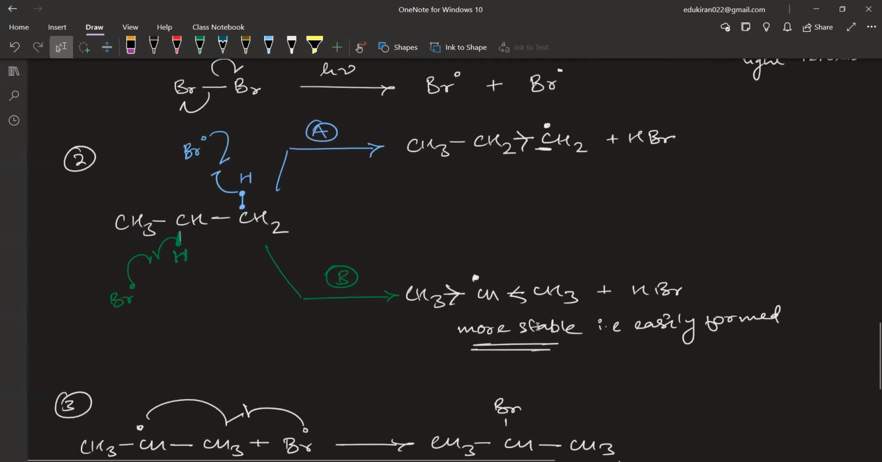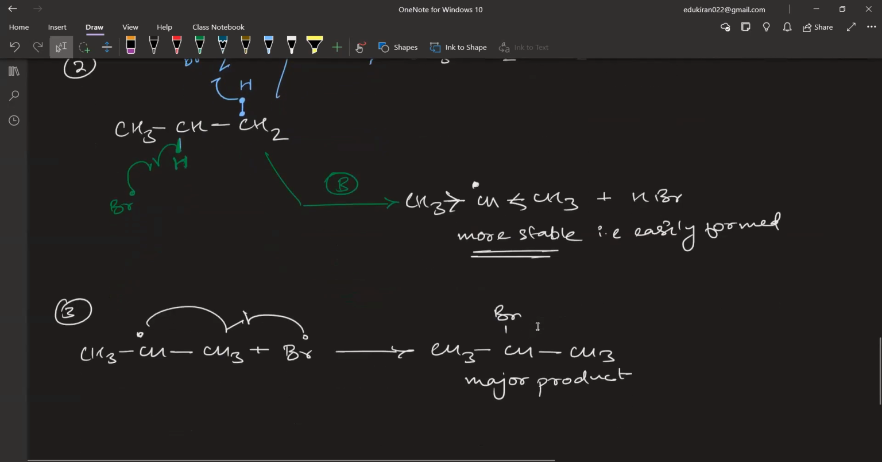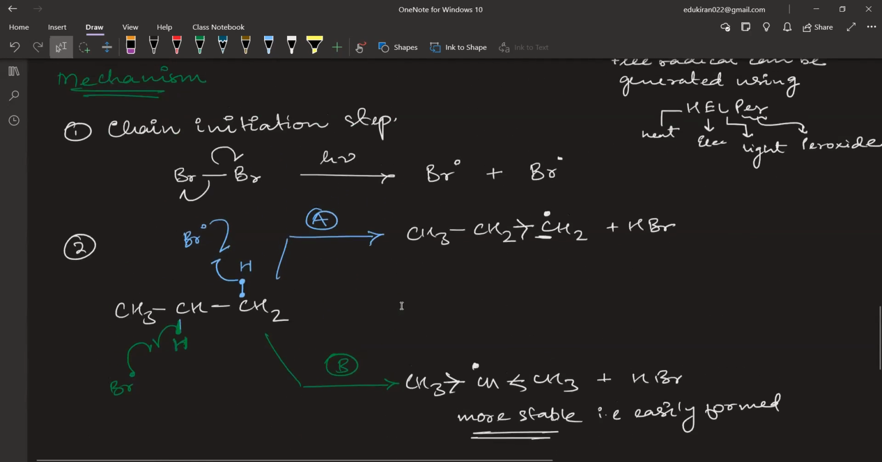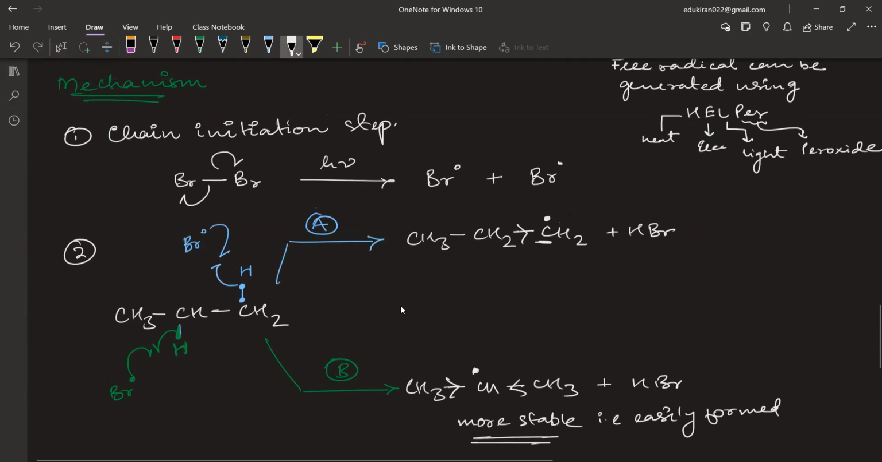This will help you, and we will build on this one to understand the others. Okay, so this is the major product. Now, in the second step, as you can see, we had a Br free radical. This Br free radical is there in the reactant, and we have one free radical in the product also, right?